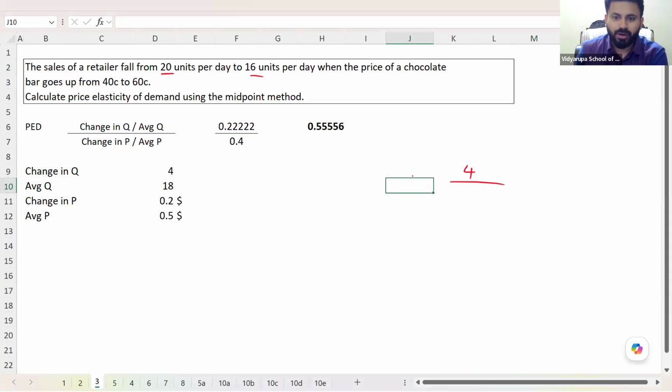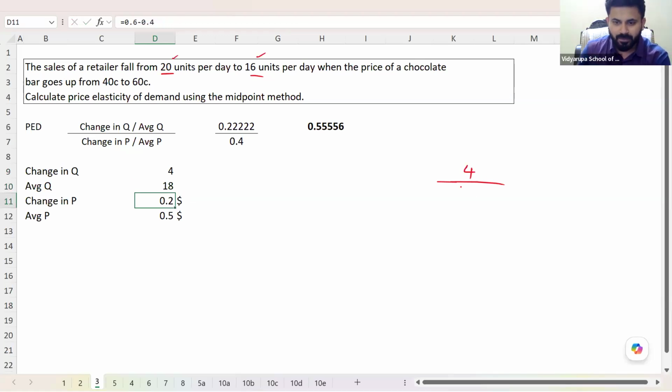Divided by what? Average quantity. So what is average quantity? In your picking, you had mentioned the quantities are 20 and 16 respectively. So what is average quantity? 20 plus 16 divided by 2. This is what I did here. As you can see in the math in that column, 20 plus 16, the whole divided by 2. 20 plus 16 will come to 36, divided by 2.